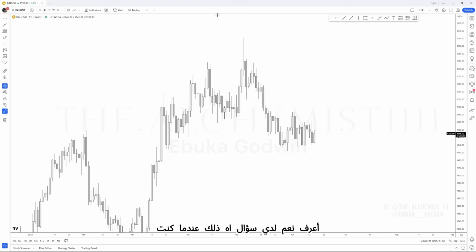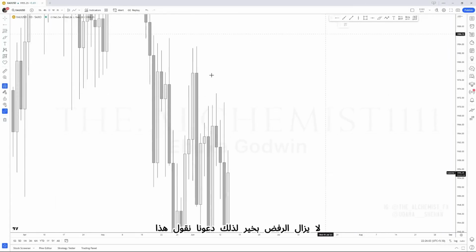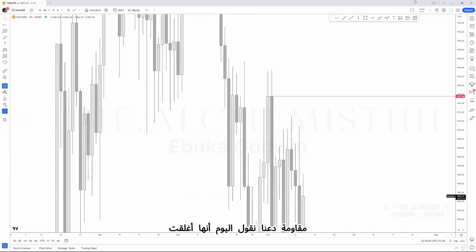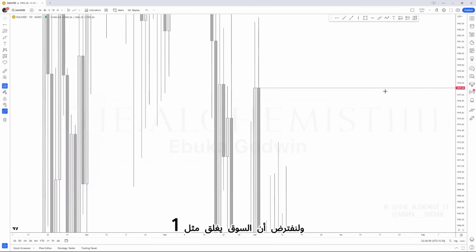I have a question. When you talk about candles closing, how much does it have to close by? If you close by 1 pip, does that count as a proper rejection? It's still a rejection. Let's say there's a resistance at 1977.60, and the market closes at 1977.59. No problem. That is still a rejection.